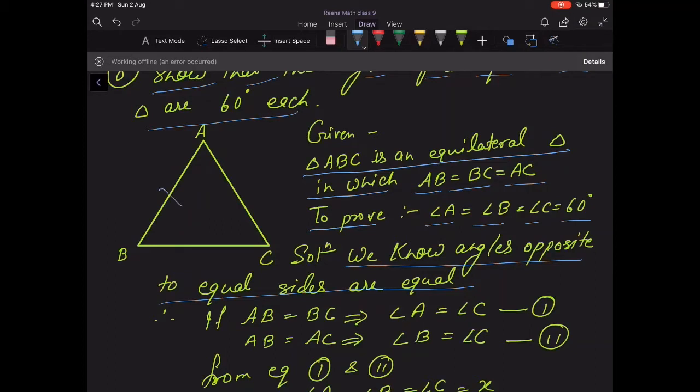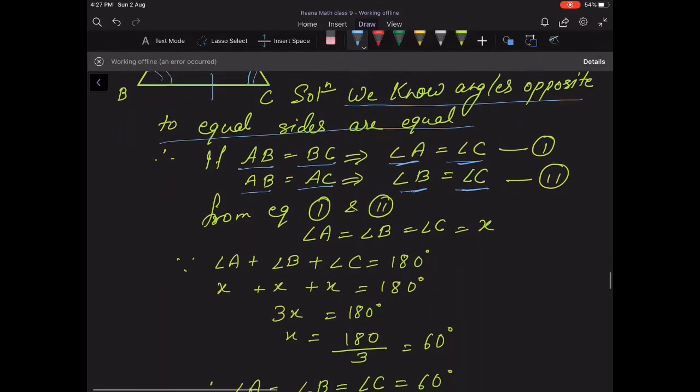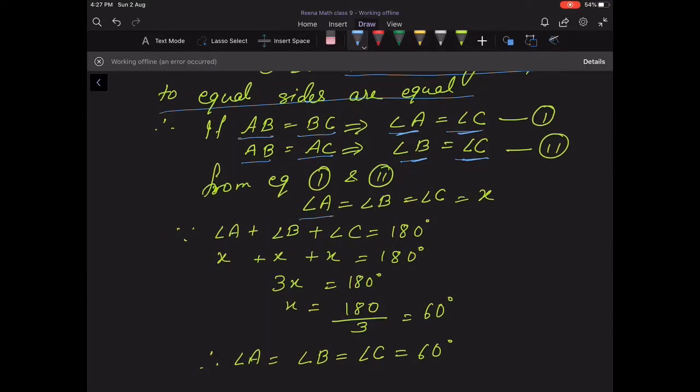So since AB is equal to BC, we can write angle A will be equal to angle C, because angle opposite to the equal sides are equal. Similarly, if I am taking AB equal to AC, we can write angle B is equal to angle C. So we got angle B is equal to angle C. Now students, you see, angle C is equal to angle A and angle C is equal to angle B. This means angle A is equal to angle B is equal to angle C.